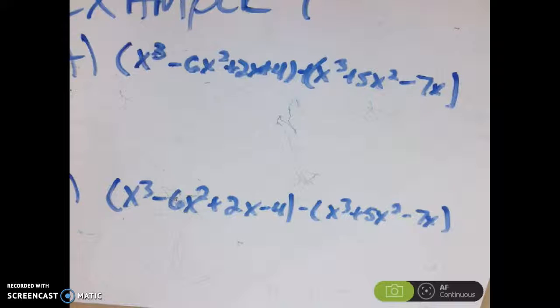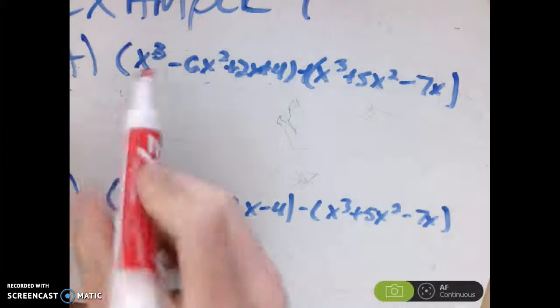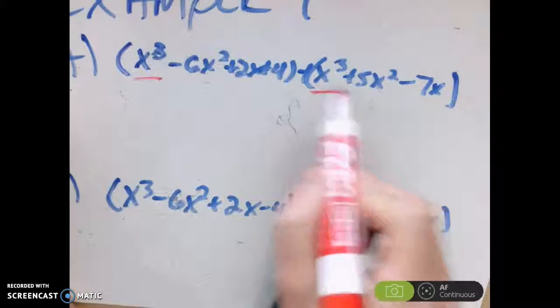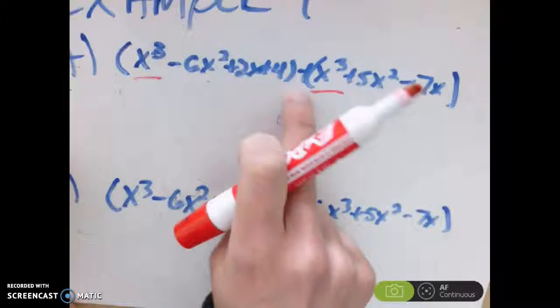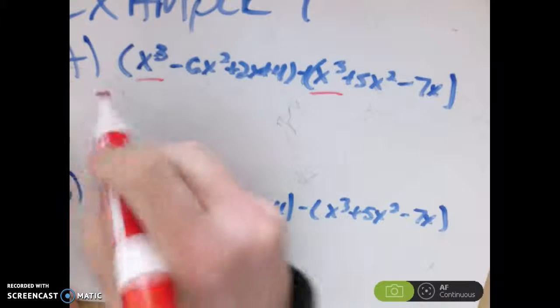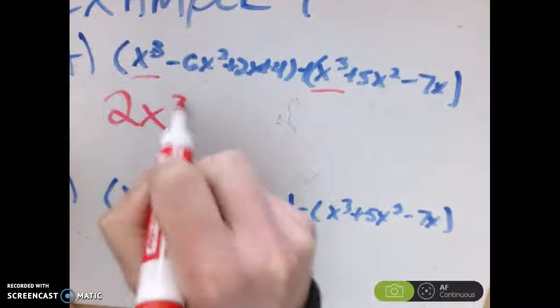This is example 1. It's stuff we already did, so I'm going to go really quick. When we're adding polynomials, we just look for like terms. So we look for variables with the same exponent. We have x to the third and another x to the third, so x to the third plus x to the third, which gives us 2x to the third.